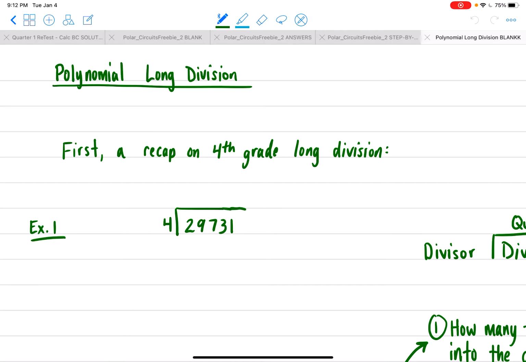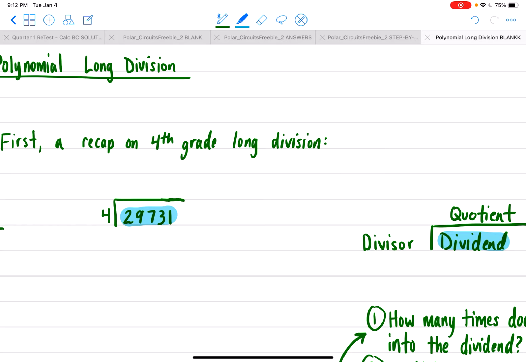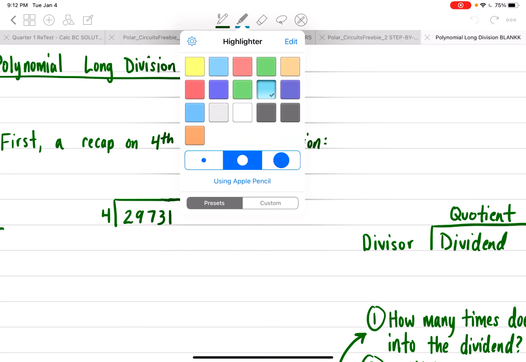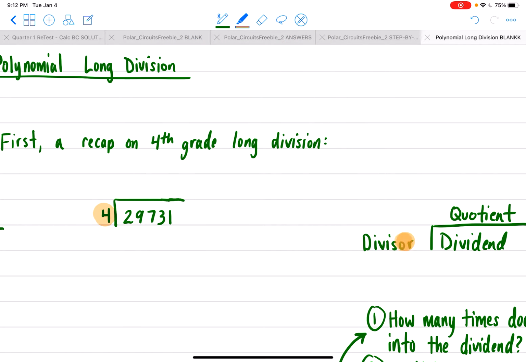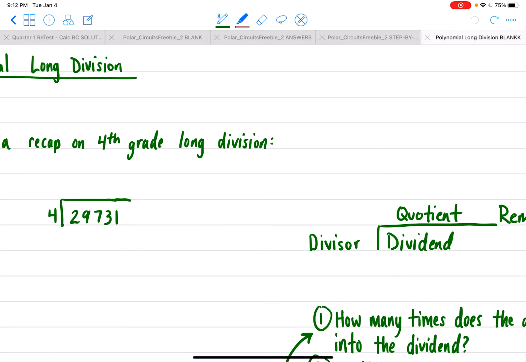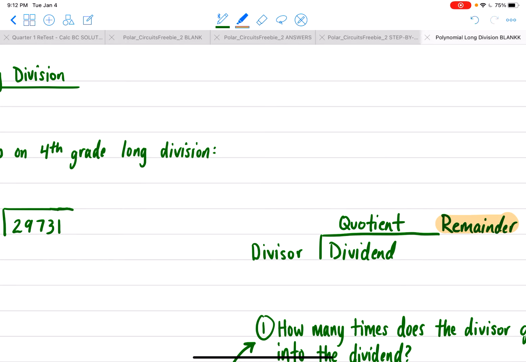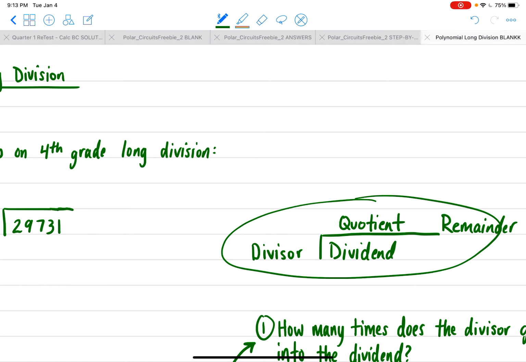So basically the idea here is you've got this, which is called your dividend, by the way, the blue part there. I'm going to refer to these things by name, so it's good to know them. 4 is called the divisor, the thing that you're dividing by. And the result, what you get when you take two things and divide them, is called the quotient. And then if there's a remainder, then we put the remainder there. I wish they would use these words in elementary school, but they don't.